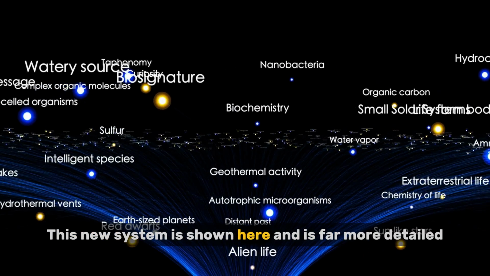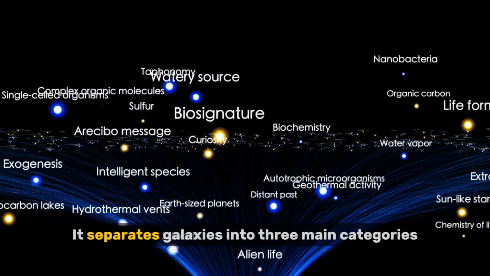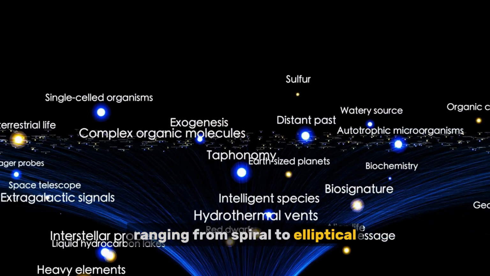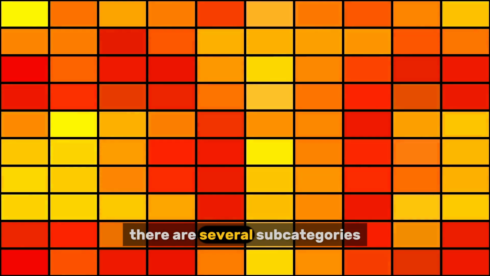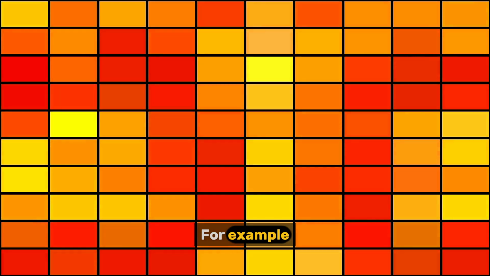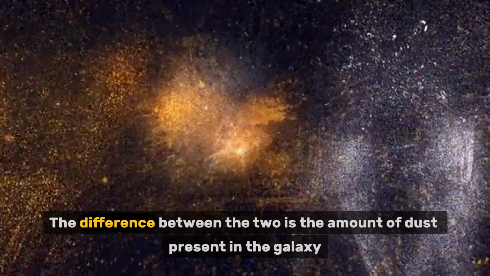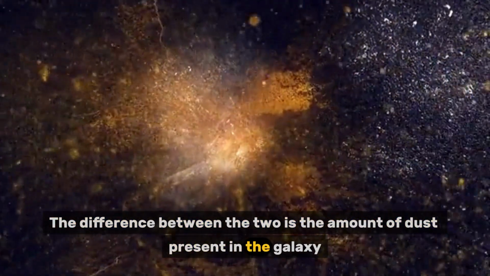This new system is shown here and is far more detailed. It separates galaxies into 3 main categories, ranging from spiral to elliptical. In each category, there are several subcategories. For example, spiral galaxies are broken down into A and B types. The difference between the two is the amount of dust present in the galaxy.